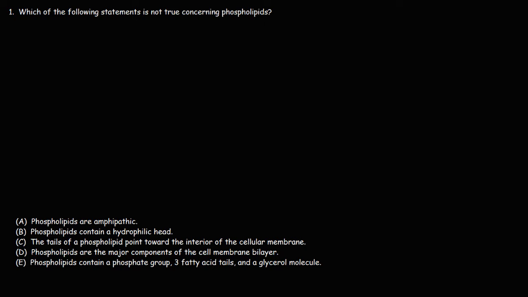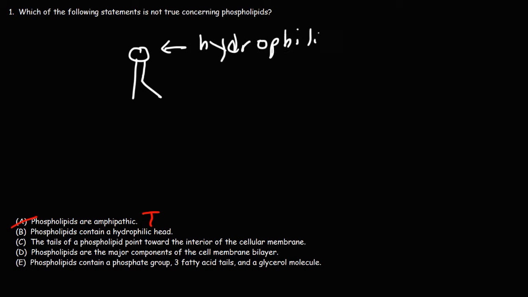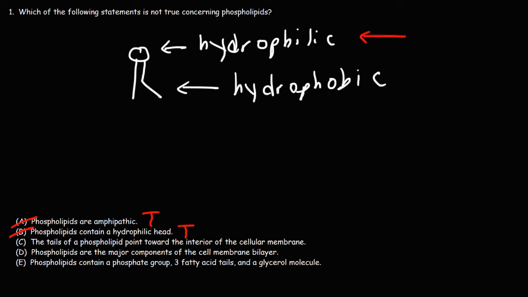So let's go through each one. This is a true statement. Phospholipids are amphipathic. They contain a hydrophilic polar head, and the tails are hydrophobic. So answer choice A is the true statement. B, phospholipids contain a hydrophilic head. That is also true, as you can see here. And for C, the tails of a phospholipid point toward the interior of the cellular membrane. That is also true.